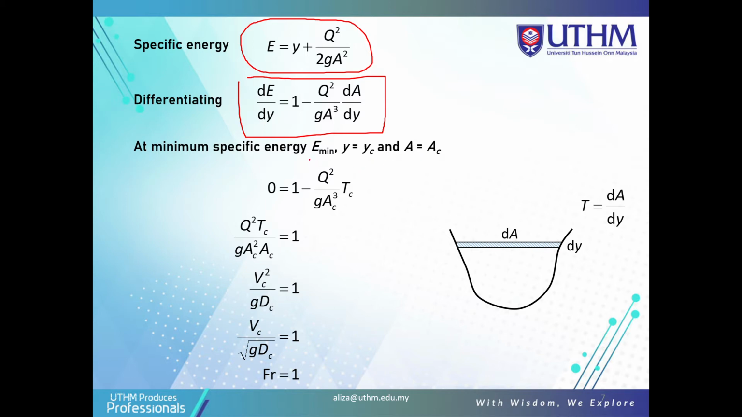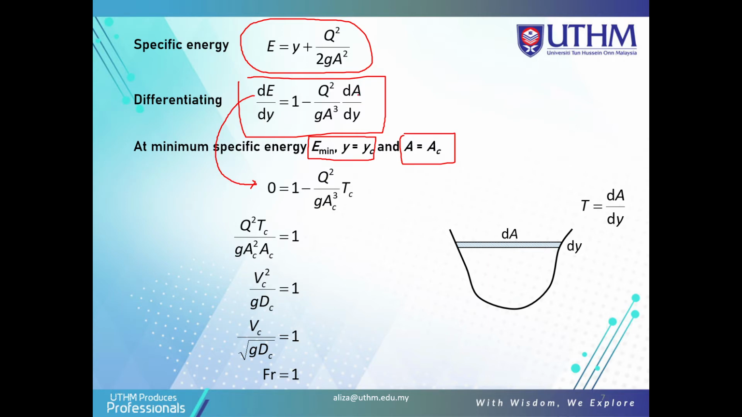So you must remember this one for E minimum. The y is equal to yc and A is equal to A at critical, actually this is the area at the critical section. Based on dE/dy, to get the minimum E, you must put it equal to 0. From this formula we get 1 minus Q squared divided by this one.